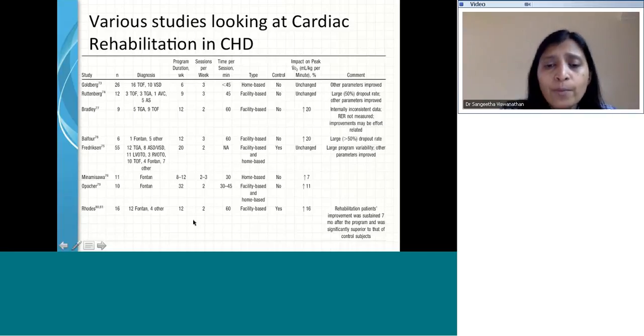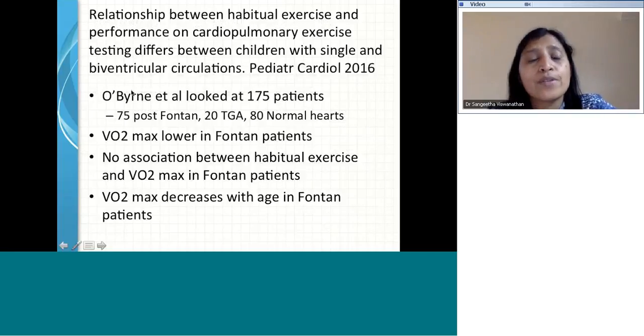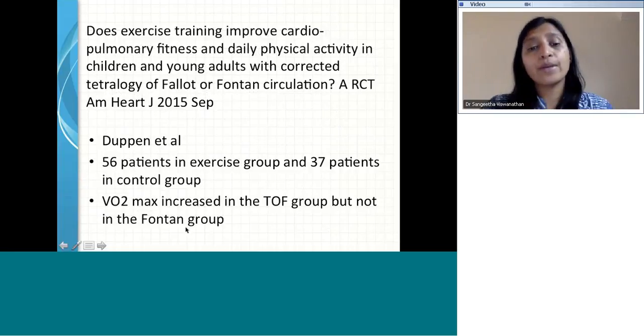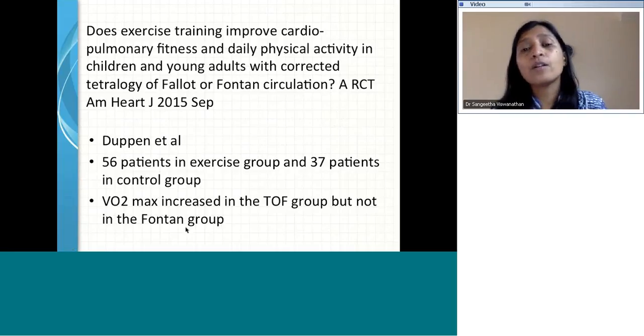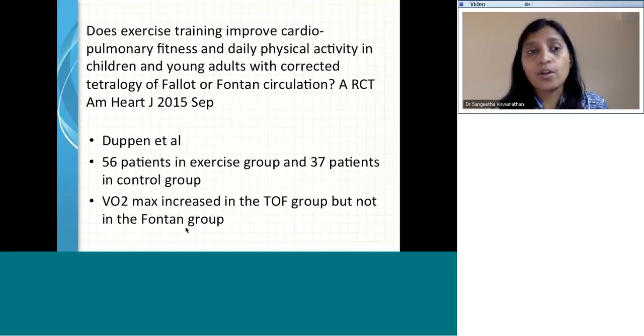Recently, there have been a few more papers published, particularly looking to differentiate between single ventricle patients and biventricular repair patients. Generally what they have found is that patients with a single ventricle circulation do not seem to benefit much from habitual exercise, in terms of improvement in exercise capacity, when compared to biventricular patients. So biventricular patients seem to increase their VO2 max with exercise, but not the patients in the Fontan group. I don't think this literature should stop us from advising exercise to our patients.